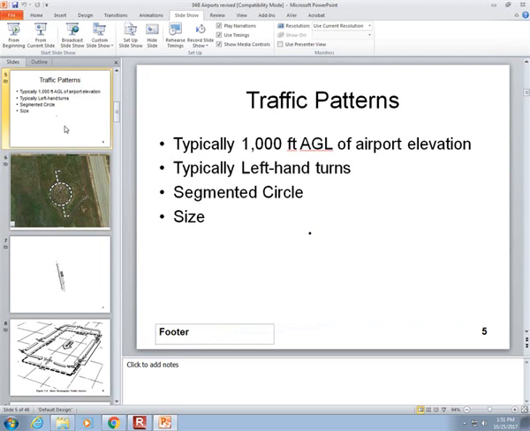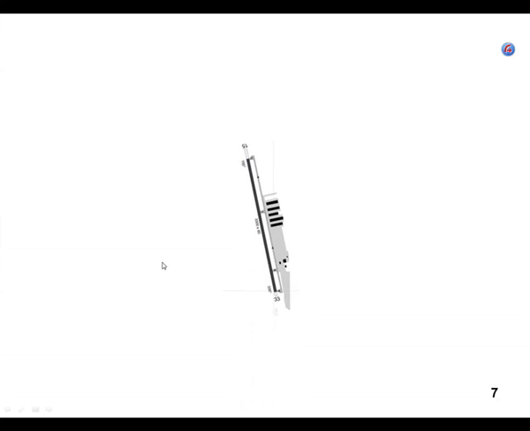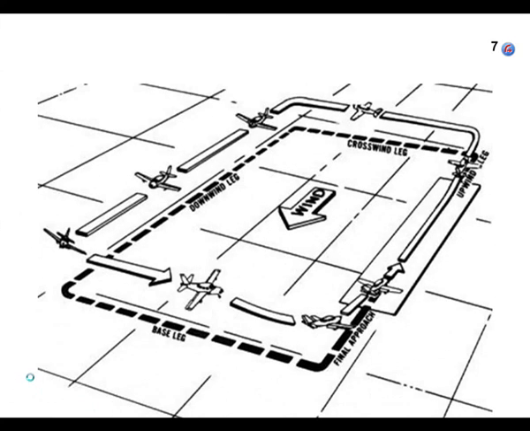the segmented circle. Now what I want you to do is pull out that piece of paper that has the Reedley Airport on it, because I want you to draw on that document. So it's in the papers that I passed out yesterday.